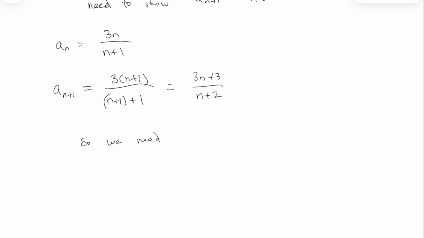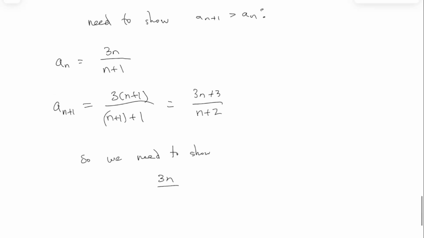You don't have to write exactly the words that I write, but we need to show that, I'm trying to write just what I said at the top, right? 3n plus 3 over n plus 2 is greater than 3n over n plus 1. This is what we need to show. Would anyone like to suggest how to show that?